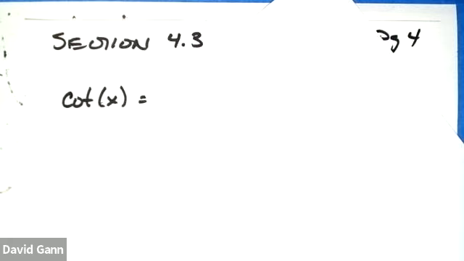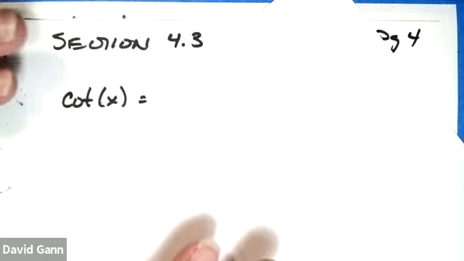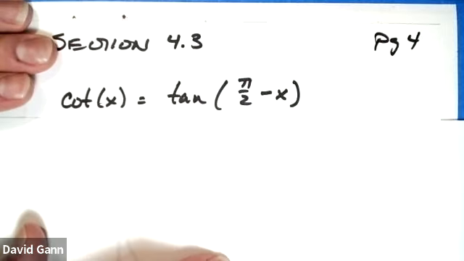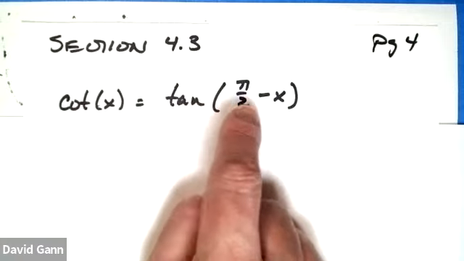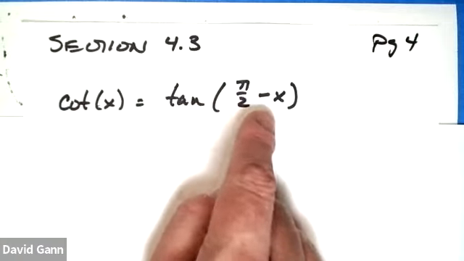Now, there's an identity that we have that directly relates cotangent to tangent, and that is the cofunction identity. The cofunction identity tells us the cotangent is equal to tangent of pi over 2 minus x. Now, that's in radians. You probably recall it as being 90 minus x from previous discussion, but we've moved on to radians, and so those two things are equivalent statements. So there's our cofunction identity relating cotangent to tangent.